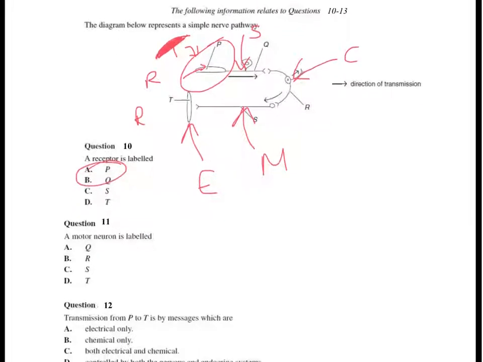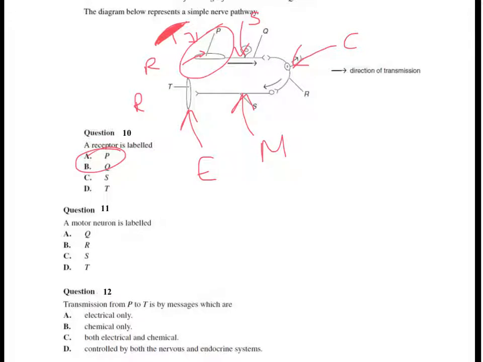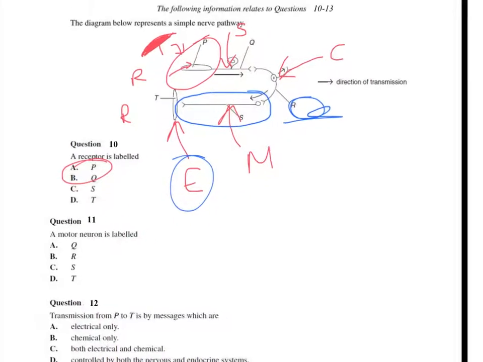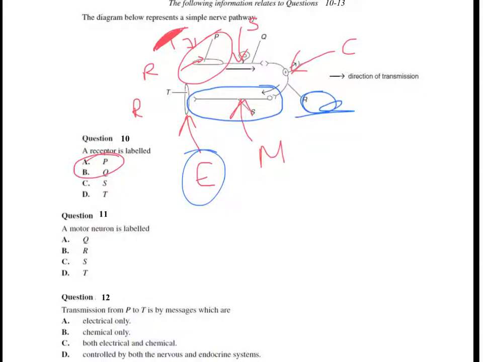Moving down, a motor neuron. So the motor neuron, remember, goes from the central nervous system to the effector, which is here. So this one here must be the motor neuron. So that is, in this case, labelled C. Okay.